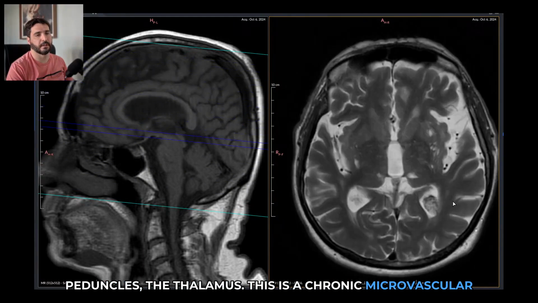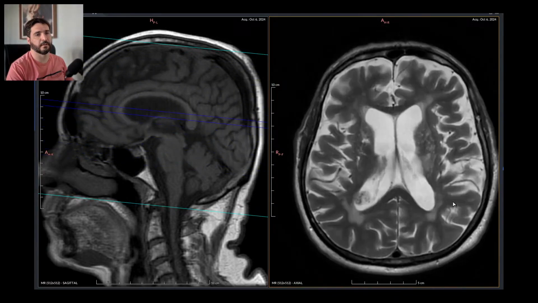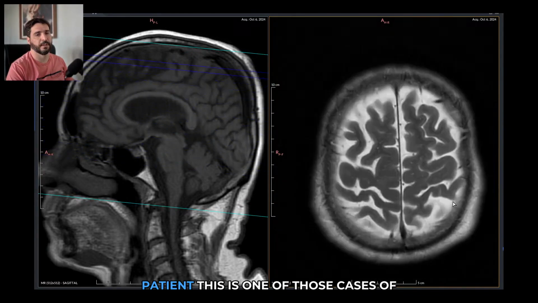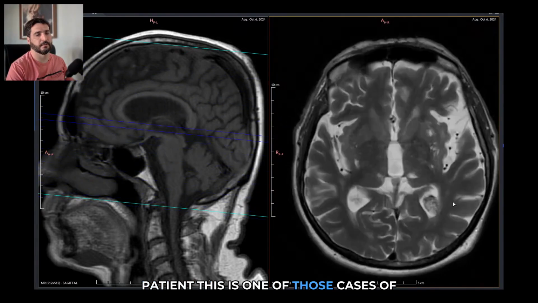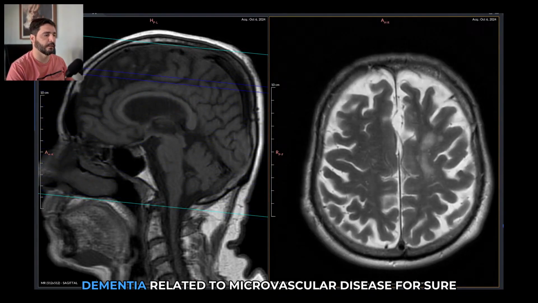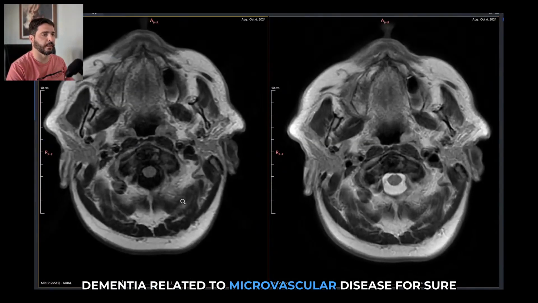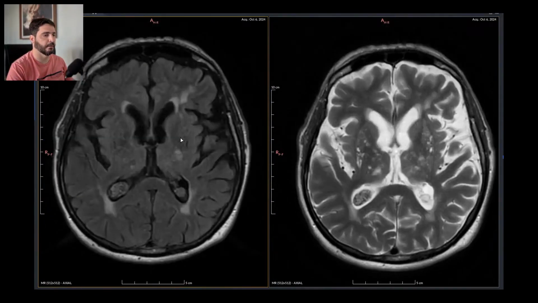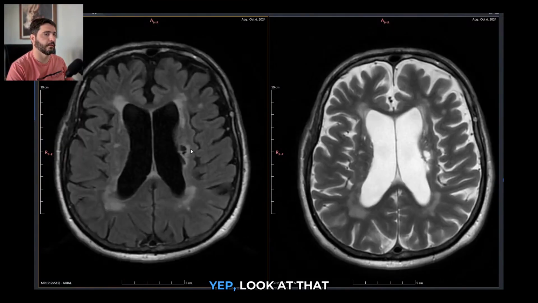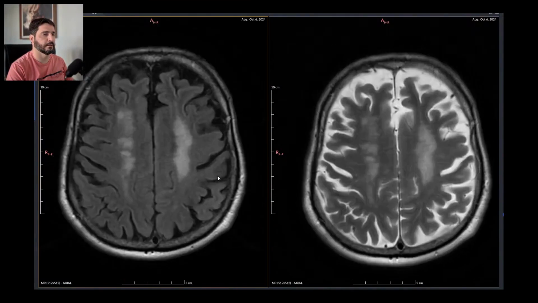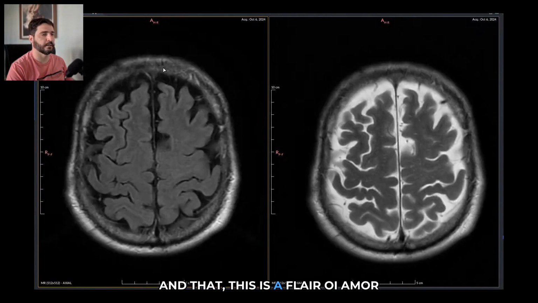This is a chronic microvascular patient. This is one of those cases of dementia related to microvascular disease for sure. Yep. Look at that. And that. This is a FLAIR.